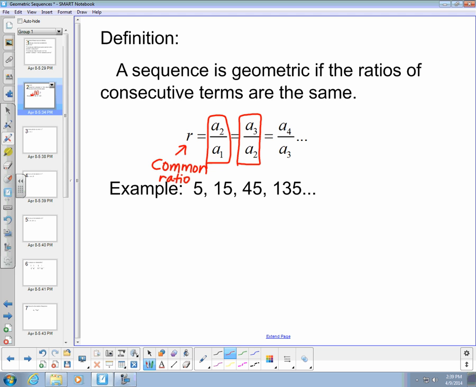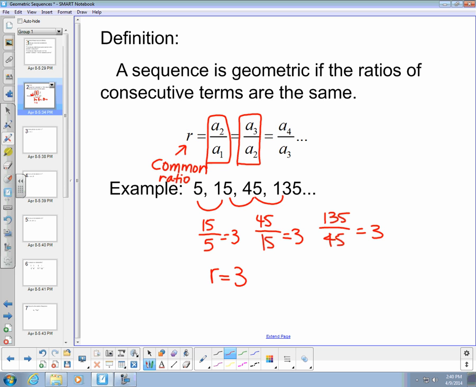So in this example, if I take the second term divided by the first term, I get 3 for the ratio. If I take the third and the second, 45 over 15 is still 3. 135 divided by 45 is again 3. So this time I have a common ratio, and my R is 3. If my terms are increasing, then my ratio is going to be a number greater than 1. If my terms are decreasing, if they're getting smaller as I go on, then my common ratio is going to be smaller than 1.